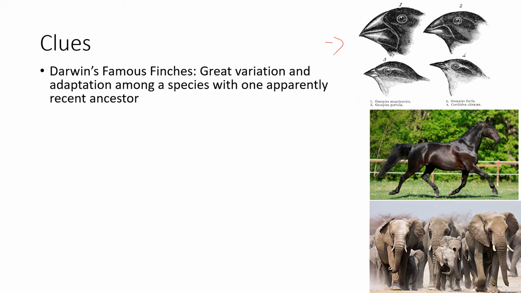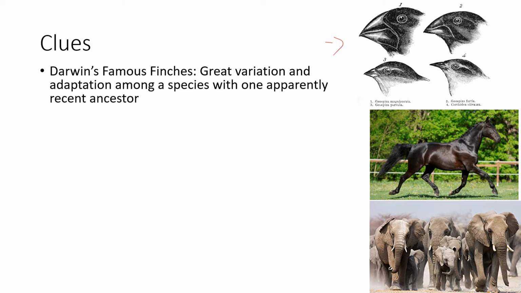And he went to a biologist who specialized in birds, and this biologist told him these were all different species of finch. So they were actually related. They looked different, but they were all different types of finches. So these are different species that had a common ancestor. But what was it that caused them to differentiate?